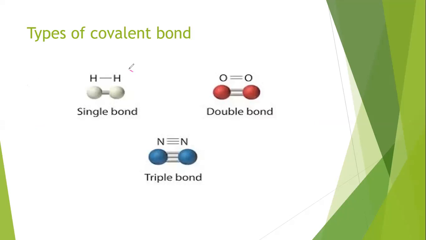If one pair of electrons is shared between two bonded atoms, it is called a single covalent bond. When two electron pairs are shared between the bonded atoms, it is called a double covalent bond. When three electron pairs are shared between the two bonded atoms, it is called a triple covalent bond.